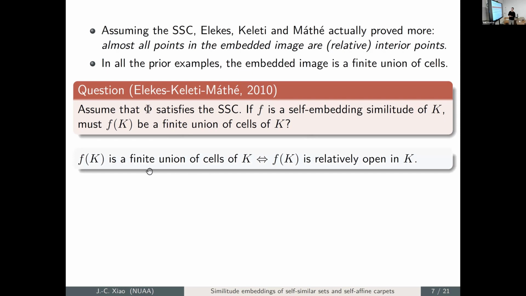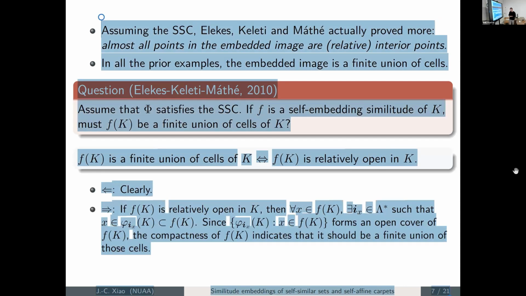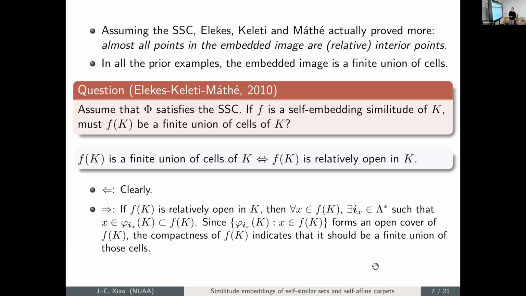Let me make a simple remark here. It is equivalent to say that F of K is a finite union of cells of K, and to say that F of K is relatively open in K. And this is very easy to show. Later I will choose only this expression because it is shorter than the other side. Due to the time constraint, I will not go into details about this statement.